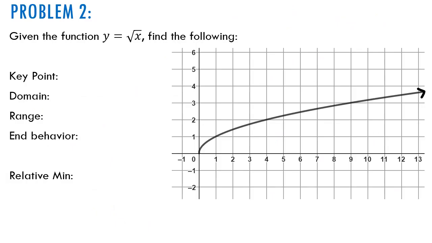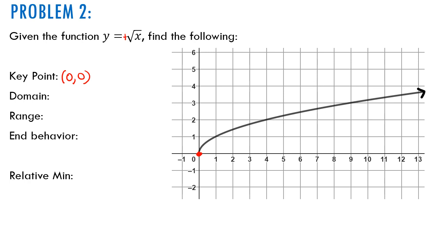Okay, so it says, given the function y equals the square root of x, find the following. Here you can see we only see half of that sideways parabola, and that's because our equation is just y equals plus the square root of x, the top side. They want us to find some of our key features. The first thing is the key point. The key point is the starting point of the graph. That is right here. In this particular problem, it's (0, 0).